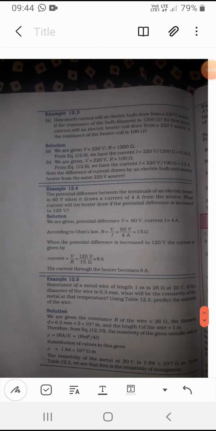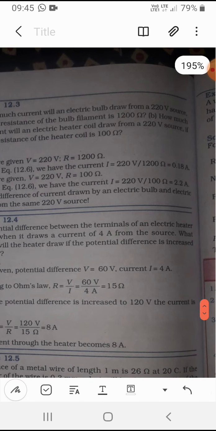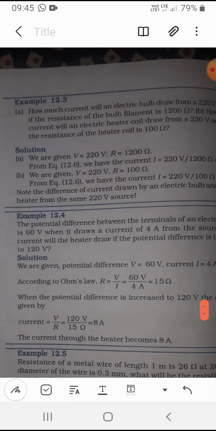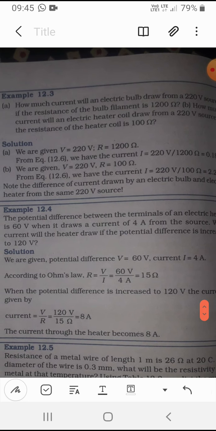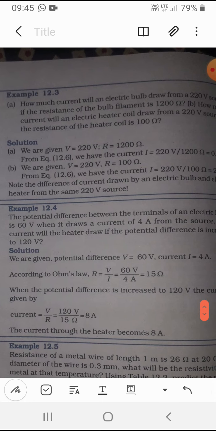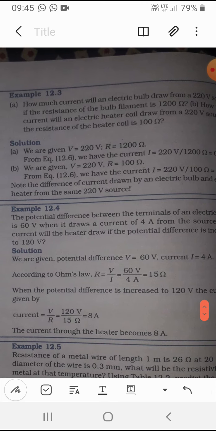They have said: how much current will an electric bulb draw from a 220 volt source if the resistance of the bulb is 1200 ohm? This is the symbol of ohm. And how much current will an electric heater coil draw from a 220 volt source if the resistance of the heater coil is 100 ohm? Now they have given V and R, so I equals V by R, as you all know. Let's divide 220 volts by 1200 ohms. So we get nearly 0.18 ampere. That is the answer for the current.